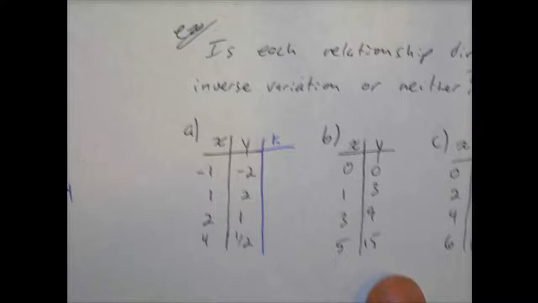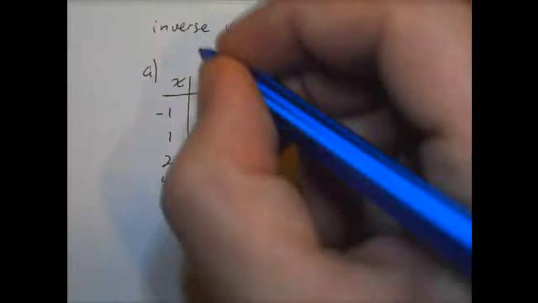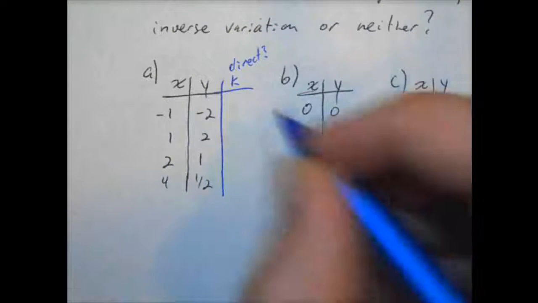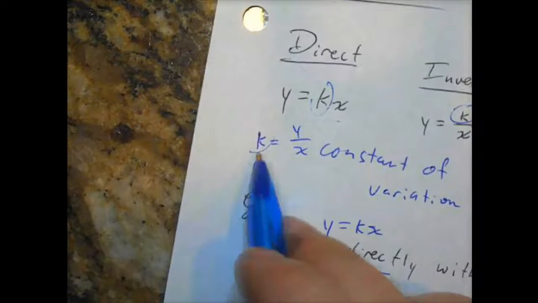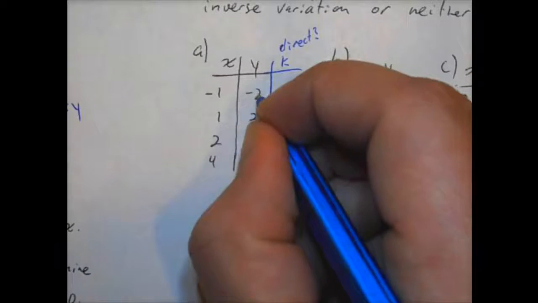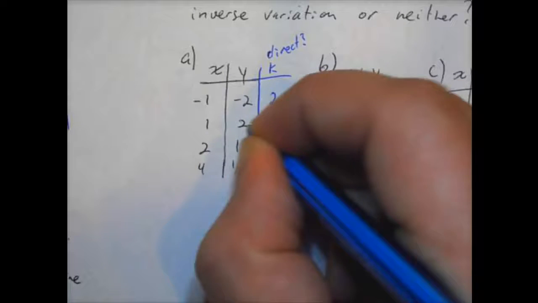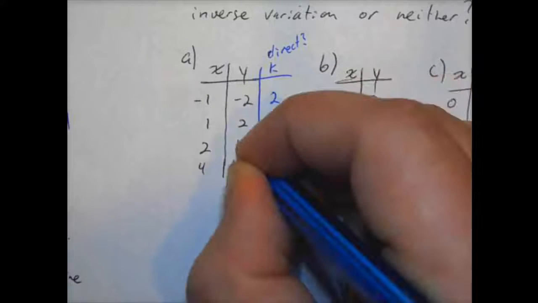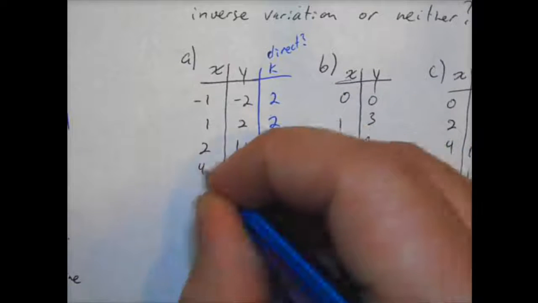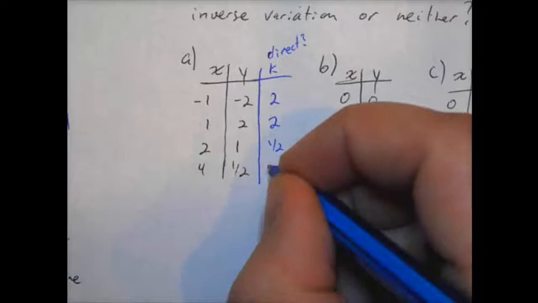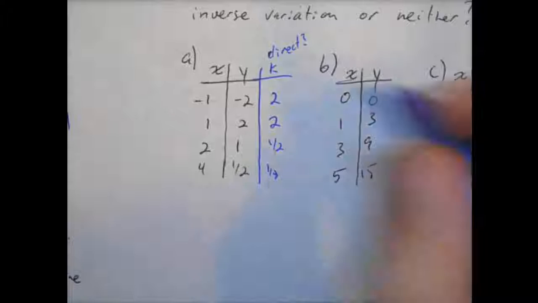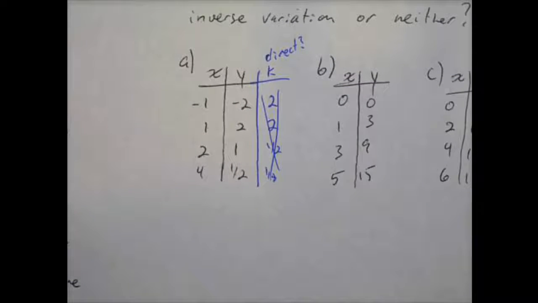All right, so here, if I want to check for maybe it's direct, so that would mean that k equals y divided by x. So if I take my y value and I divide it by my x value, so negative 2 divided by negative 1 is 2. 2 divided by 1 is 2. 1 divided by 2 is 1/2. Oh no. 1/2 divided by 4 is 1/8. Oh no. So what that tells us is it is not direct variation.